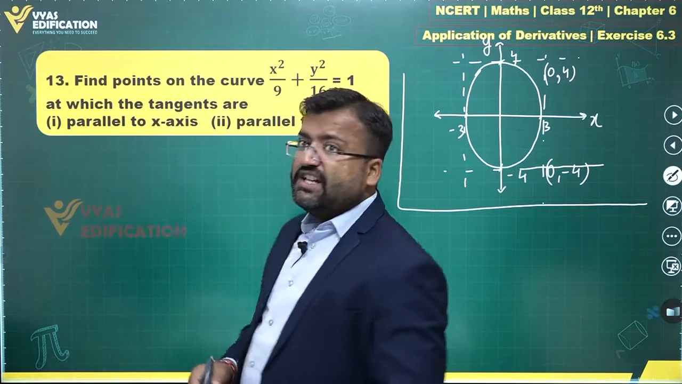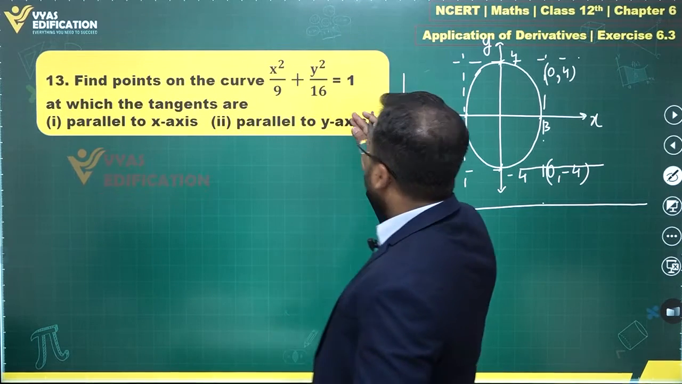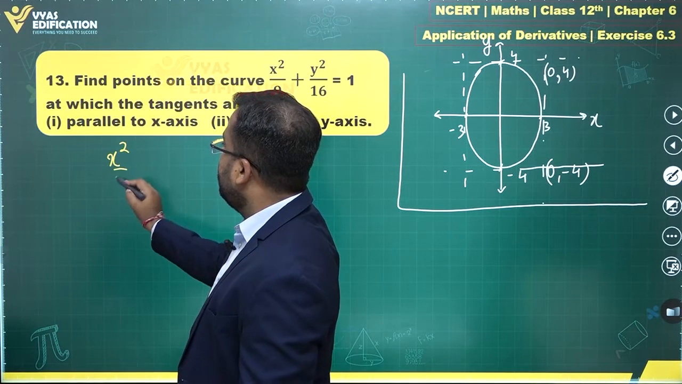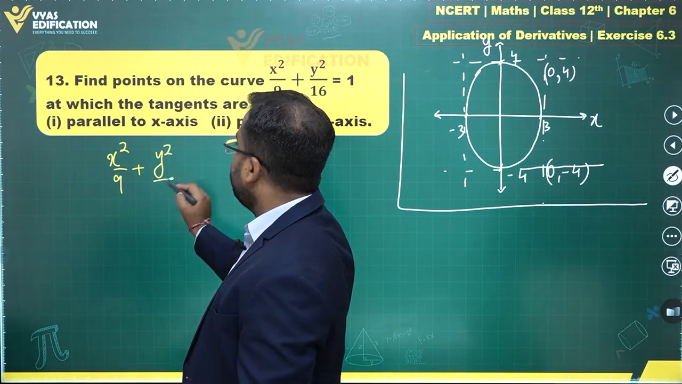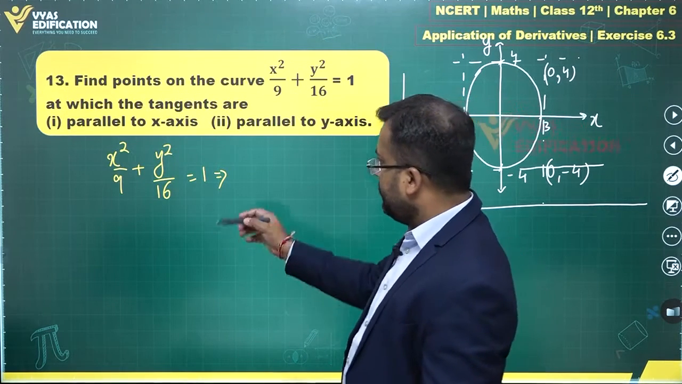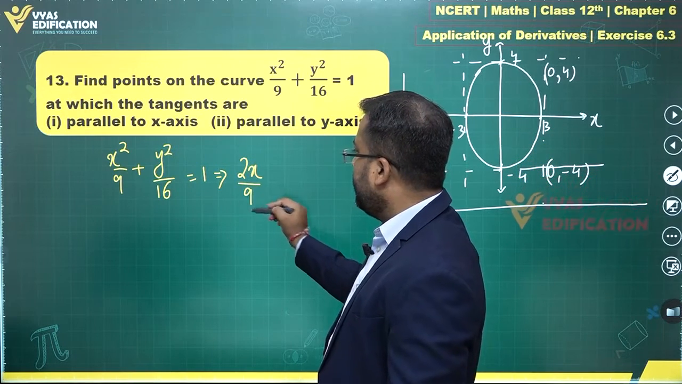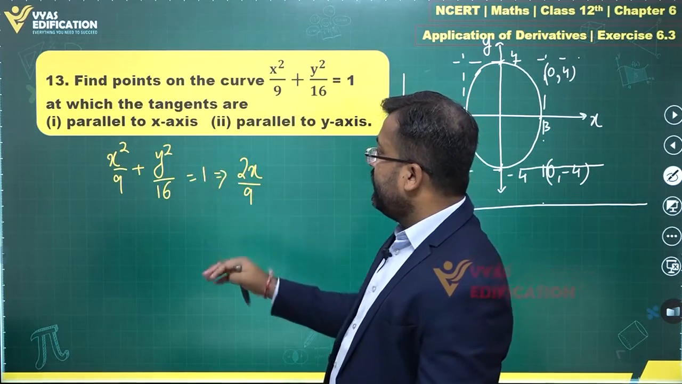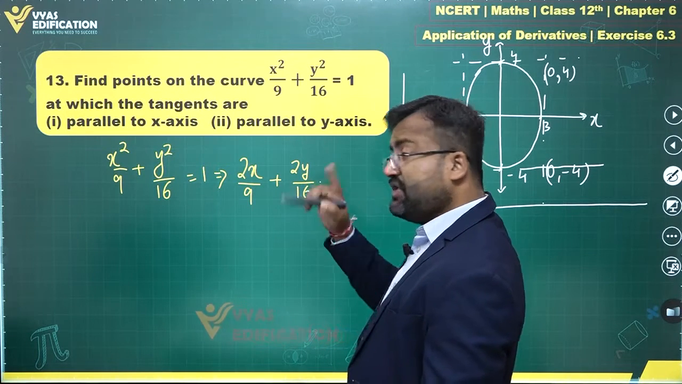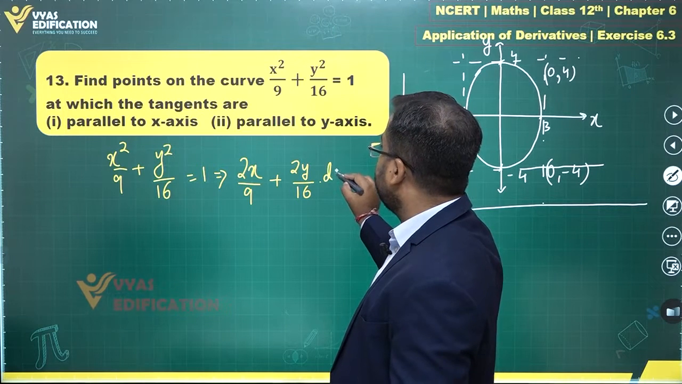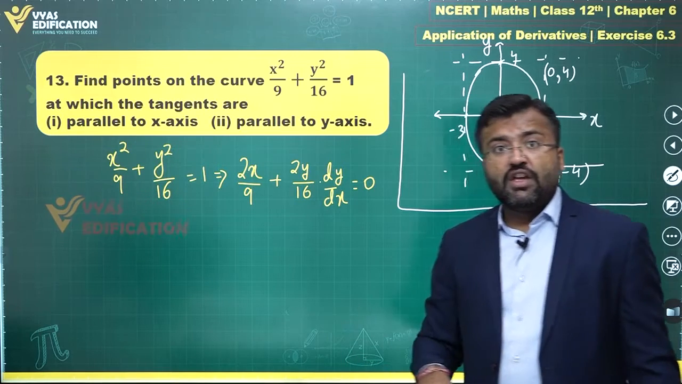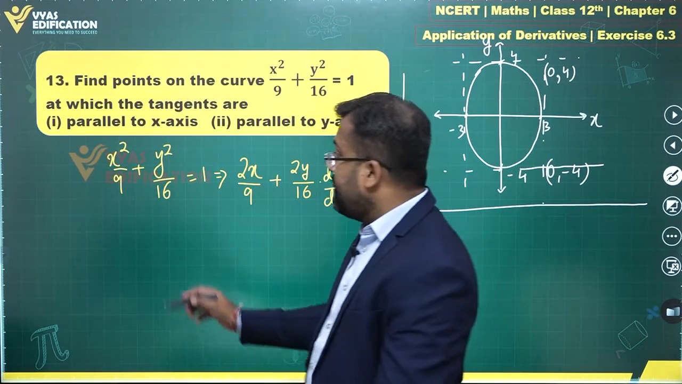So in that case, let's try to solve by finding the derivative first of all for this equation. We have x square by 9 plus y square by 16 is equal to 1. Can you differentiate this? Yes, differentiate. 2x over 9, differentiating with respect to x. The derivative of x square is 2x. The derivative of y square is 2y times dy by dx, since we are differentiating with respect to x, this is what you get. Derivative of 1 is simply 0.